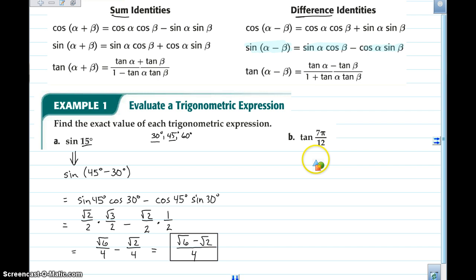Okay, works the same way with radians. You have to think a little bit more creatively about how to split it up though.